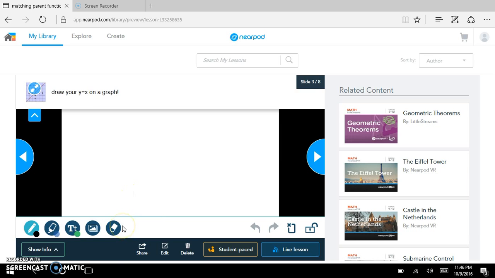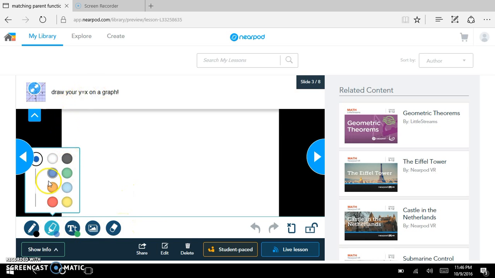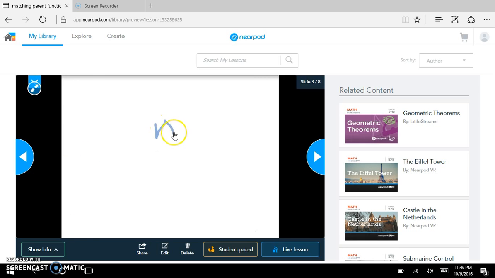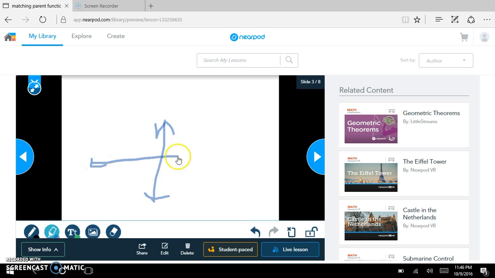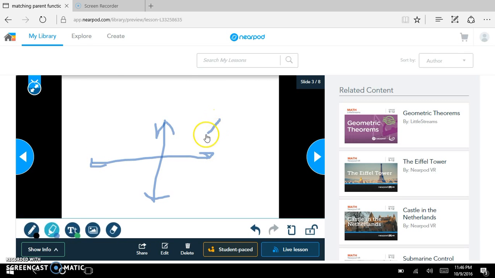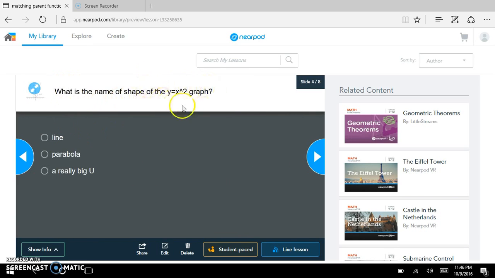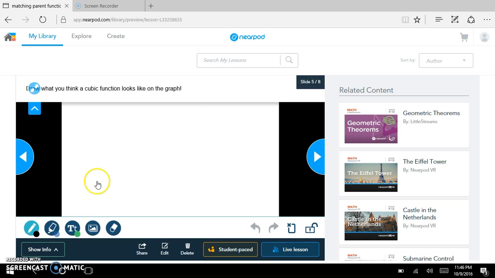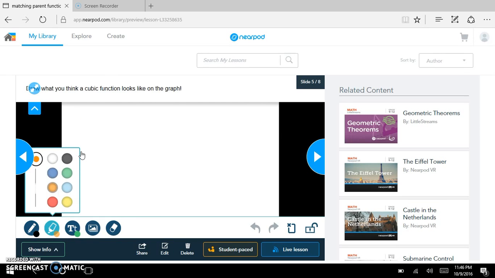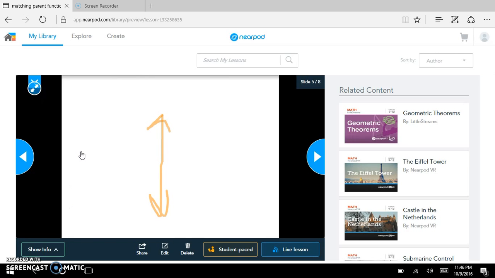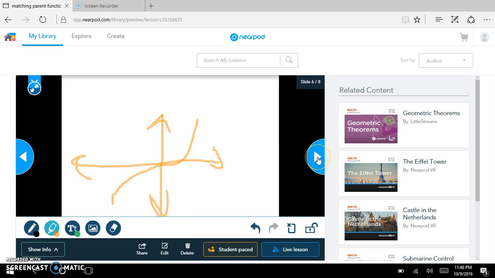This is their first activity. They're just going to draw their own y equals x on the graph. They'll take their pen and just do a basic line. I know this looks pretty bad, but oh well. Then just straight through. And on this one, they're just going to answer the question. This one is all up to them, what they think it looks like. Just a guess. That one doesn't have to be correct.